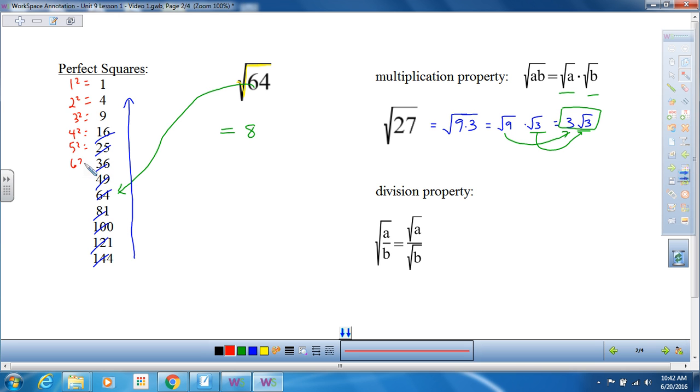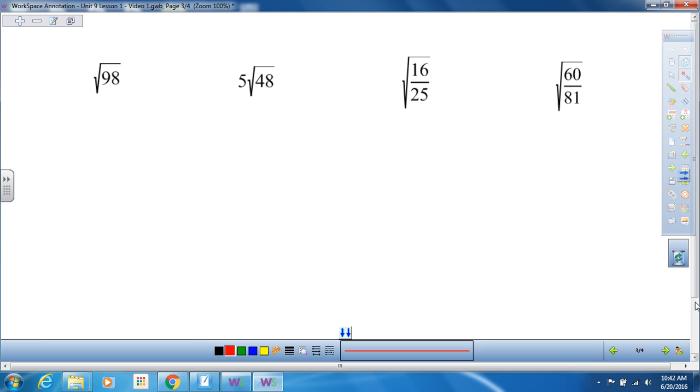5 squared, 6 squared, 7 squared, 8 squared, 10 squared, 11 squared, and 12 squared. So usually past 144, we don't do those. I mean, you could do 13 squared, which is 169, 14 squared, and so on. Okay. All right, so square root of 98. Let me write our list down.